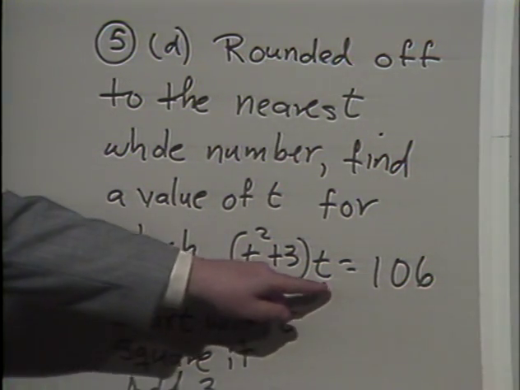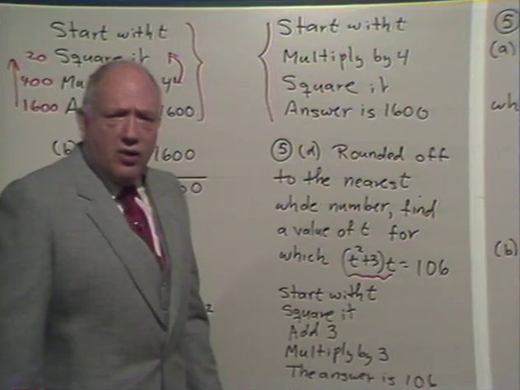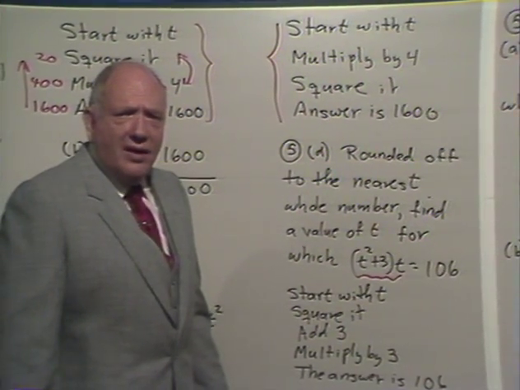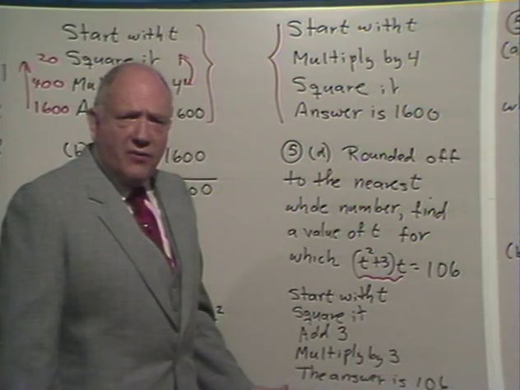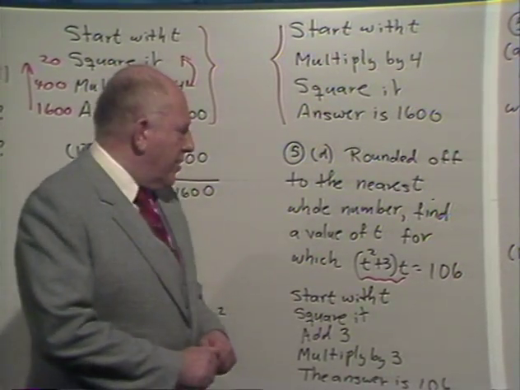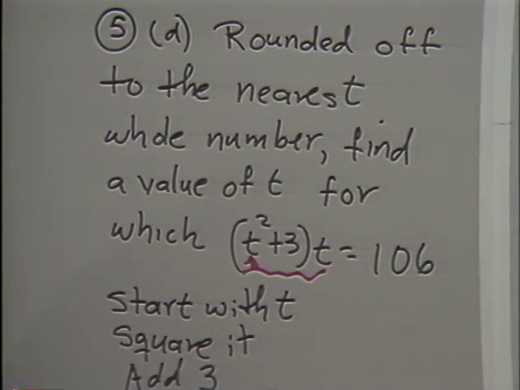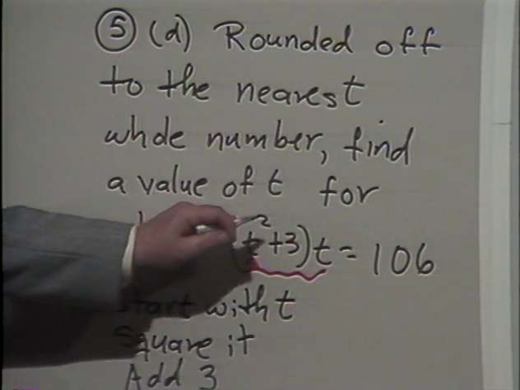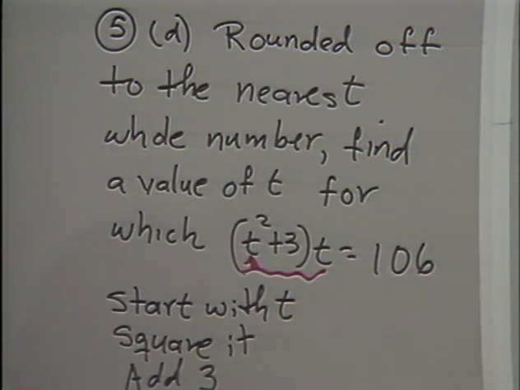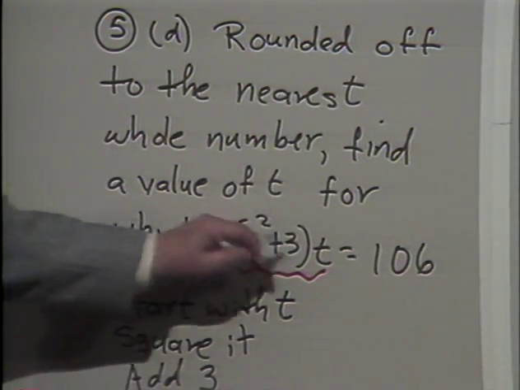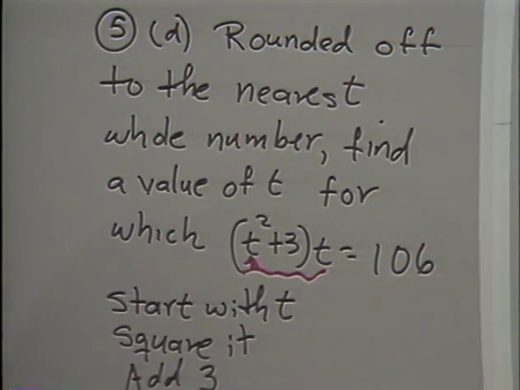But now there's a problem. The letter appears twice. Which one do we start with? Well, since we do everything inside the parentheses first, why don't we start with the parentheses? We locate the t inside the parentheses. What's the first thing that's happening to t? It's being squared. What are we doing next? We're adding 3. And then what are we doing? We're multiplying the whole thing by t.